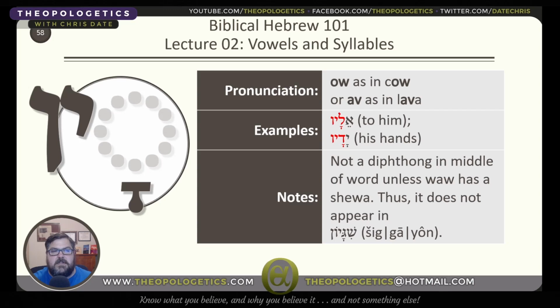end in this diphthong. And this is not a diphthong in the middle of a word unless that vav has a shava. So in the word shigayon, that vav does not have a shava under it, so you know that's not a diphthong. That vav is actually the holam vav in that final syllable.